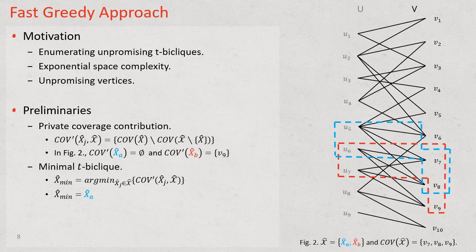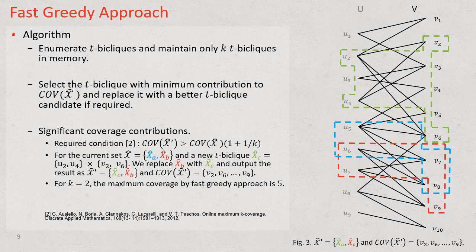For example, in figure 2, for the set of two Bicliques containing xa and xb, the private coverage of xa and xb are an empty set and the vertex v9 respectively. Further, the t-Biclique with the minimum private coverage in a given set is referred to as the minimal t-Biclique. We now present the fast greedy algorithm to address our problem.